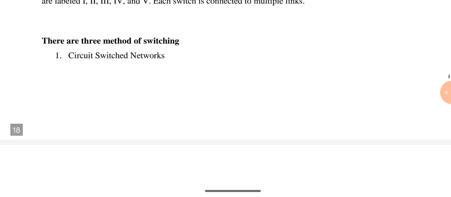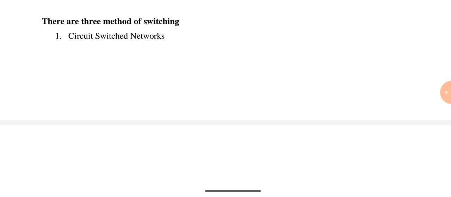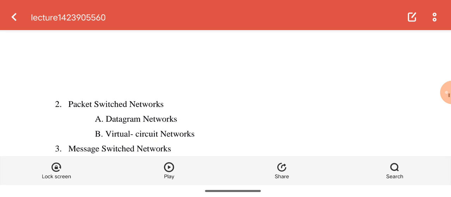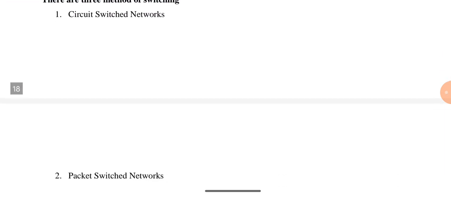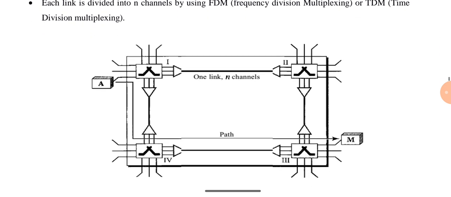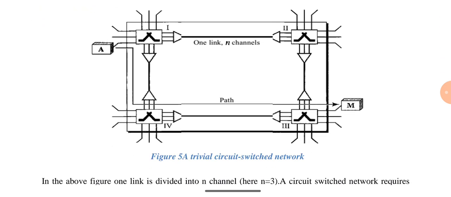In computer network there are three types of switching. The first is circuit switched network, the second is packet switched network, and the third one is message switched network. So in this video we will discuss only the circuit switched network. In a circuit switched network, a dedicated path is needed for communication between the end systems and is reserved for the duration of the session. Each connection uses only one dedicated channel on each link. Each link is divided into N channels by using FDM, frequency division multiplexing, or TDM, time division multiplexing. Here you can see the diagram of a circuit switched network. In this diagram you can see one link with N channels and a path from A to M.